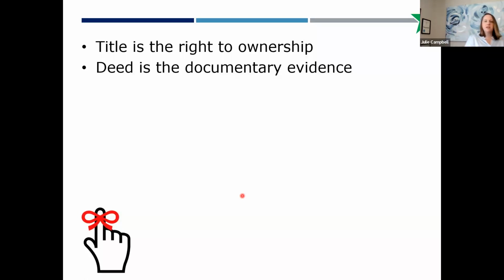So first off, remember the beginning of this unit. We said title is the right to ownership. It's the idea of ownership. Deed is the documentary evidence. You need proof. You need something tangible you can touch and say, see, this is mine. And the tangible thing that you get is the deed. Both of them, title and deed, same thing. One you can see and touch, the other one you can't.